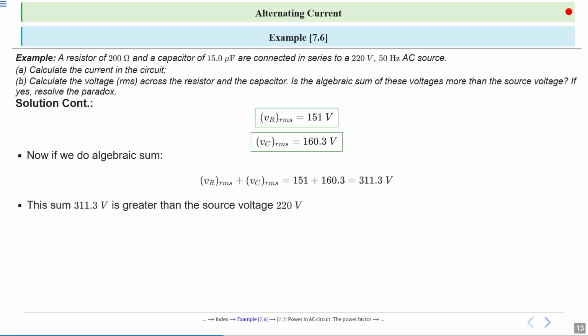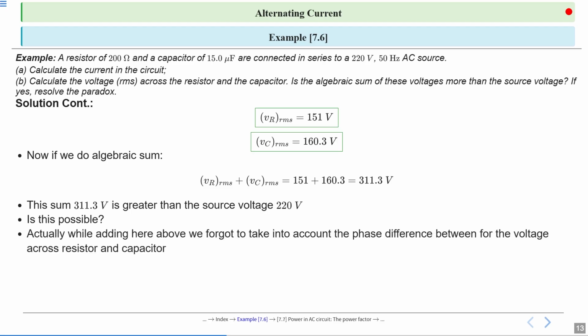So the sum, 311.3 volt, is greater than the source voltage, which was 220 volt. Is this possible? It is not possible because the source is providing 220 volt. How can the sum of voltage across both these components be more than the source voltage?